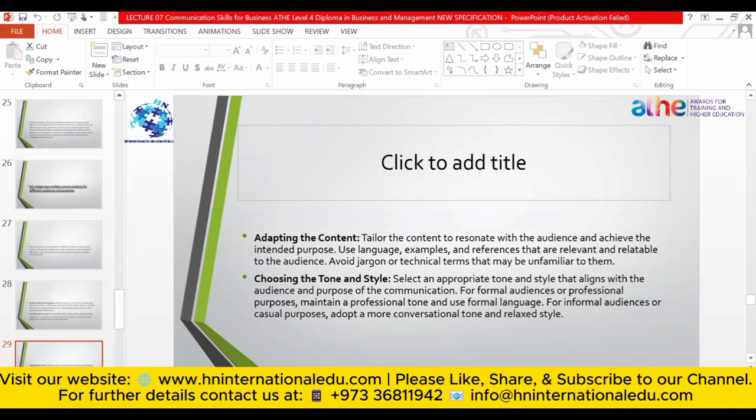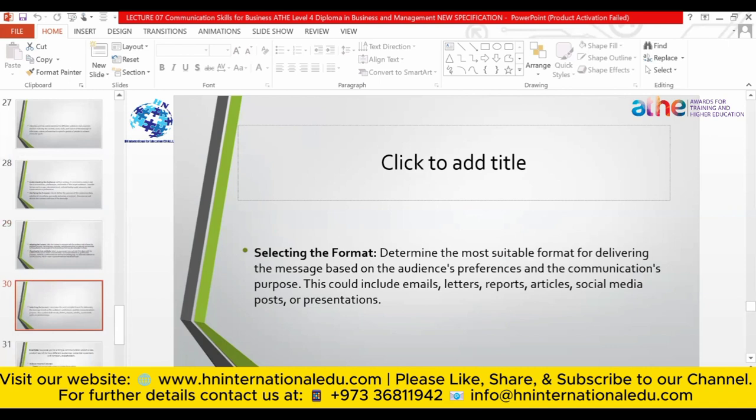Choosing the tone and style. Select an appropriate tone and style that aligns with the audience and purpose of the communication. When we talk to our parents, our tone is going to be different. When we're talking with our friends, the tone and style is going to be different. For formal audiences and professional purposes, maintain a professional tone and use formal language. For an informal audience or casual purposes, adopt a more conversational tone and relaxed style. That's the basic difference between formal and informal communication.